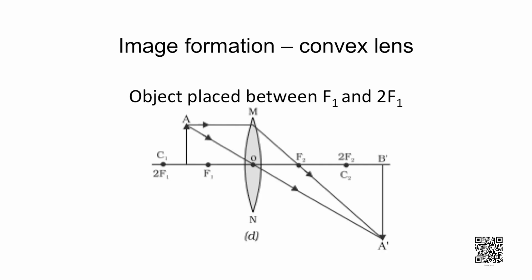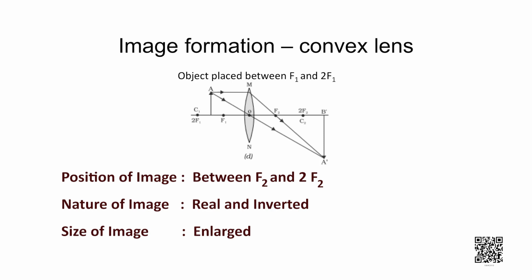Now moving on to our next case, wherein the object AB is placed perpendicular to the principal axis anywhere between F1 and 2F1. The image is formed again by taking the same set of incident rays as in the previous case. The image thus formed is real, inverted and enlarged.